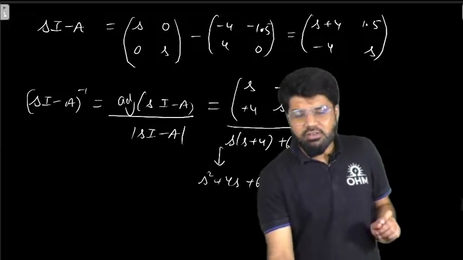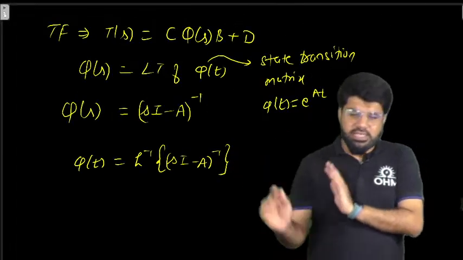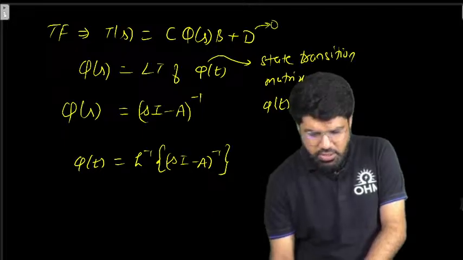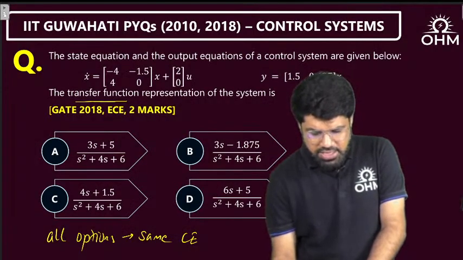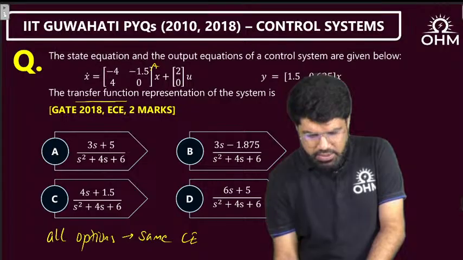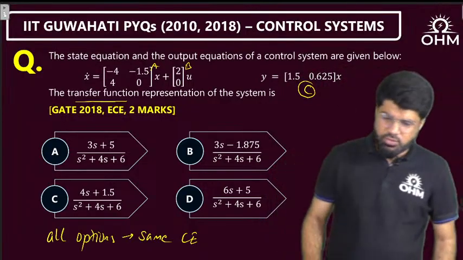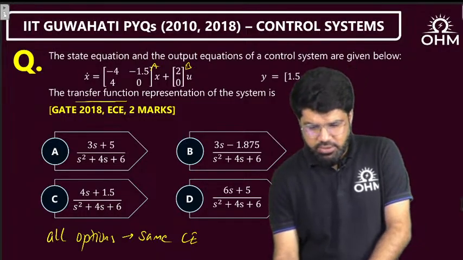Now, what is the transfer function? C phi B plus D. D is not given in the question, so it is 0. This is the A matrix, this is the B matrix, this is the C matrix, correct? So there is no D matrix. I will substitute at least the B and C that are required.